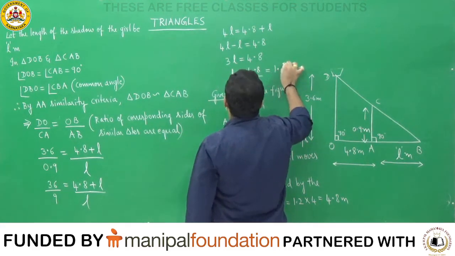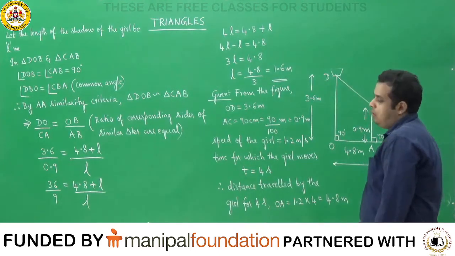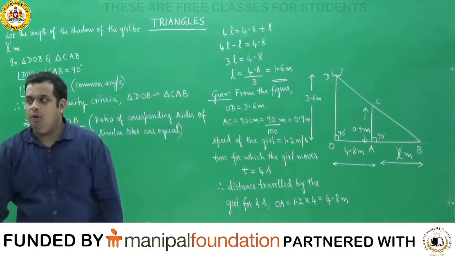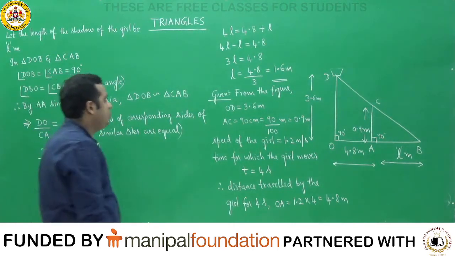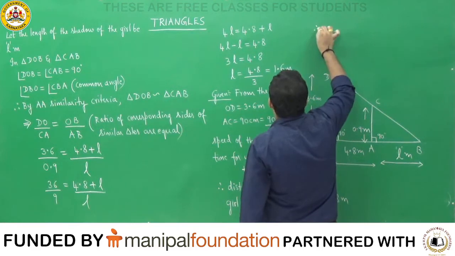This is equal to 1.6 meters, the answer to the question. Correct or not? So what is the answer that you have got? Correct. Therefore, the length of the shadow of the girl after 4 seconds will be 1.6 meters. Very important question this is from the exam's point.